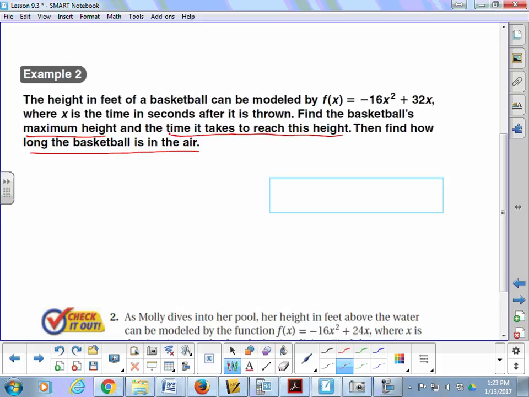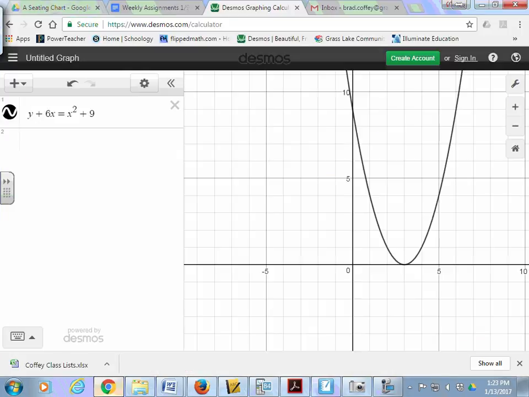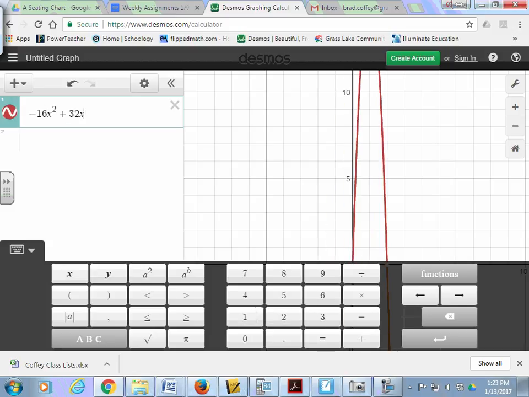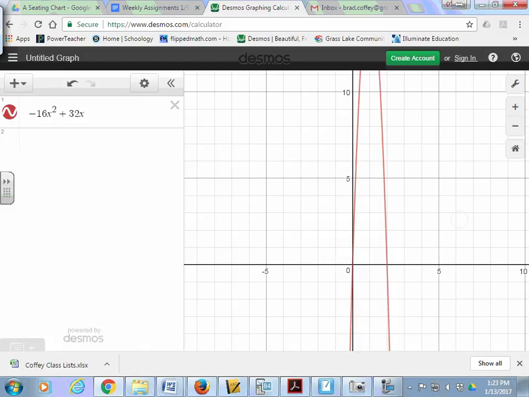So, negative 16x squared plus 32x. Right? So here it is. I'm trying to find the maximum height. So what am I looking for? What do we call that spot where the graph changes from going up to coming back down? What do we call that? The vertex. We need the vertex.